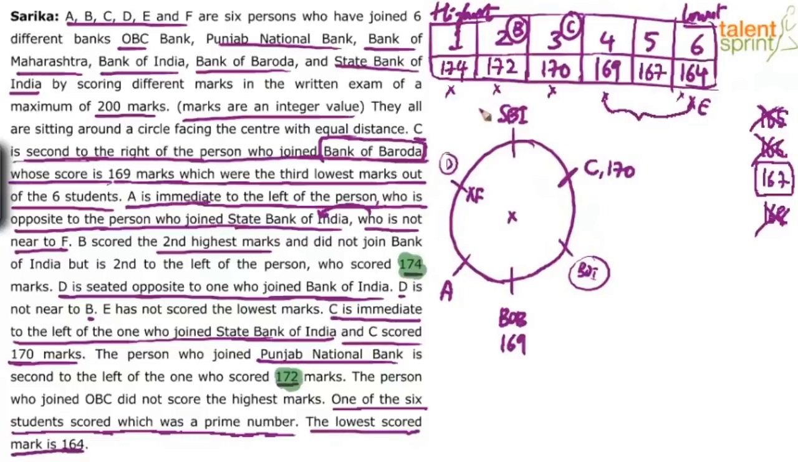Are there any other possibilities? Can D come here? No, because if D comes in place of SBI, with SBI, opposite has to be Bank of India. But what we have here is Bank of Baroda. So D cannot come here.